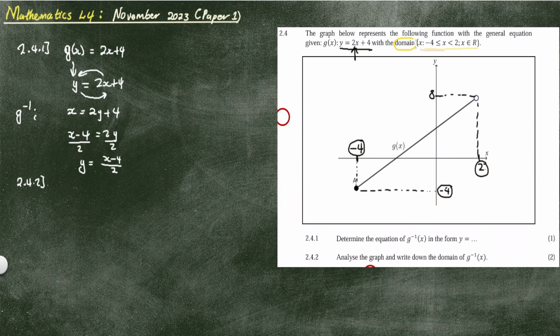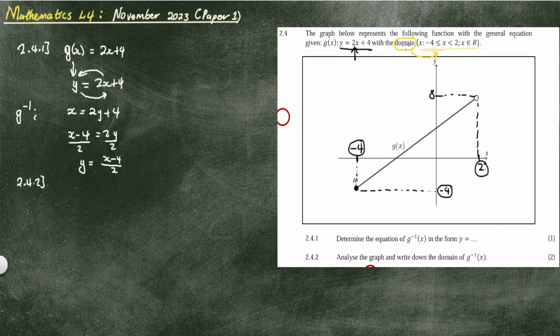This is the domain for the original function, right? So for the inverse function, what do you do? You swap x and y, right? So the same thing applies with the domain and range. Your domain is going to be the range of the inverse function, and the range of the original function will now become the domain of the inverse function.